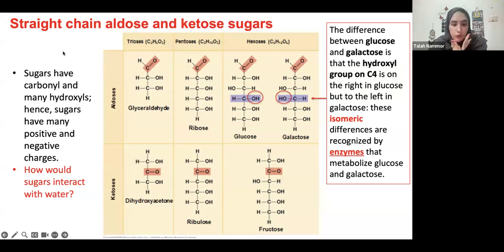On carbon 4 in glucose, the OH is on the right side, right? And then the OH in galactose is on the left side. If you look at them, they kind of mirror each other, right? If you flip them onto each other, they're going to be the same thing. So they are some kind of an isomer. Can someone tell me what an isomer is?